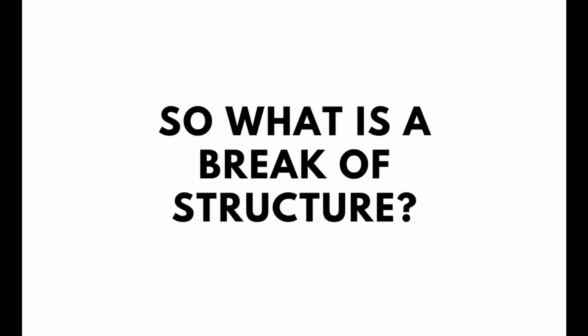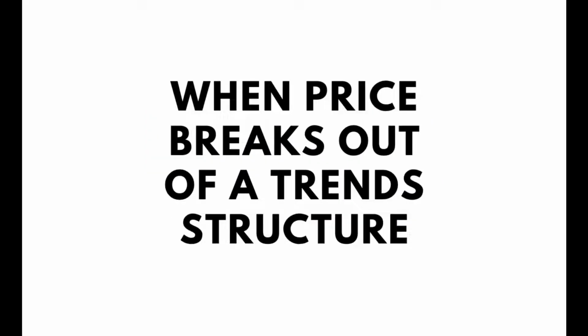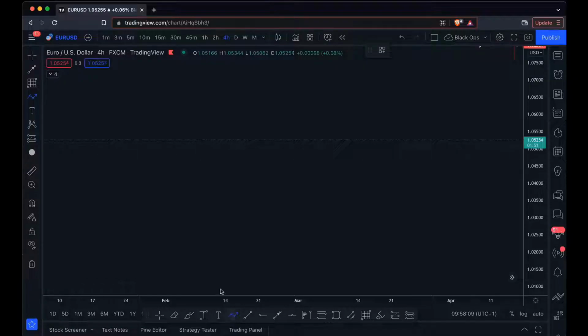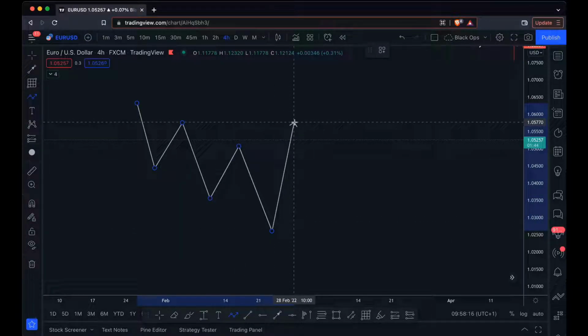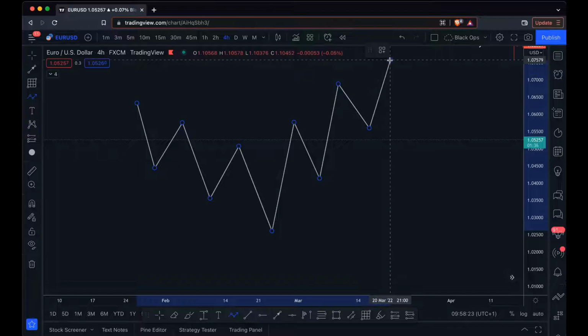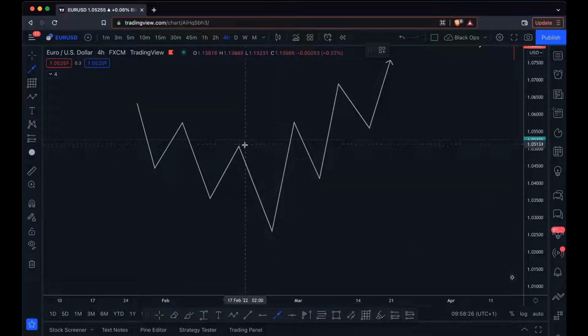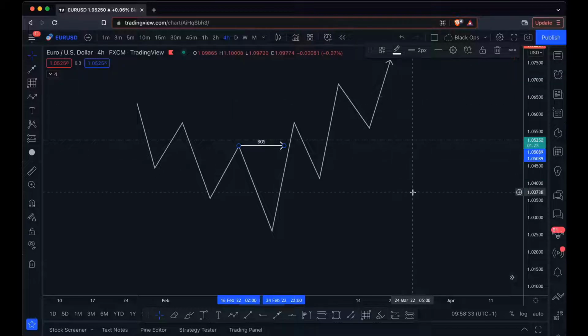So what's a break of structure? A break of structure is when price is trending in a certain direction and then it breaks out of that trend. So in terms of theory, it would look like this. Price is trending to the downside like this, and then we get a break of structure to the upside, and then price begins to move in the opposite direction, and the break of structure will come in at this point over here, and that's what we generally refer to as a break of structure.